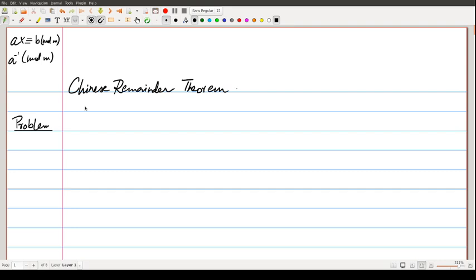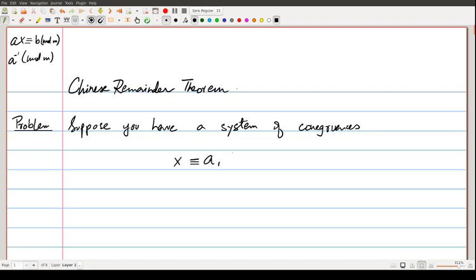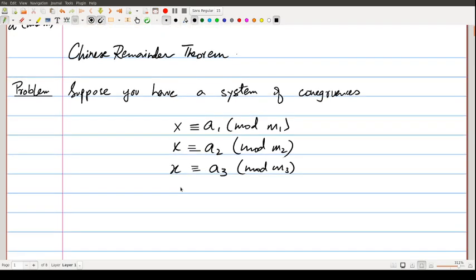Here's the problem. Suppose you have a system of congruences. So let's suppose you have x congruent to a1 mod m1, x congruent to a2 mod m2, x congruent to a3 mod m3, and so on, up until n. So dot dot dot, x is also congruent to an mod mn.